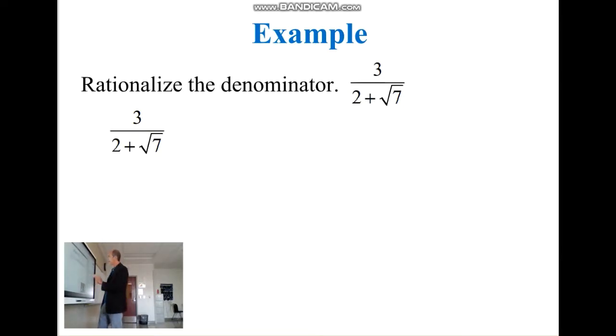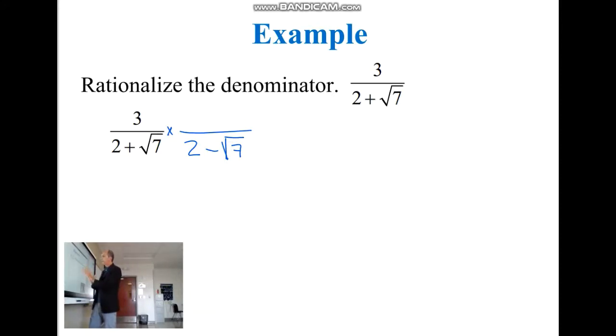Check out this example, and we want to rationalize the denominator. The denominator is 2 plus square root of 7. And the first thing you have to do is to find the conjugate of 2 plus square root of 7, and the conjugate is going to be 2 minus square root of 7. This is going to be the conjugate. We will multiply by 1, and the 1 is going to be this fraction here, 2 minus square root of 7 over 2 minus square root of 7.